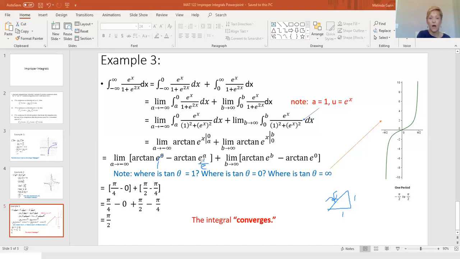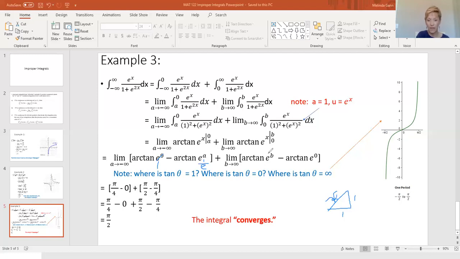All right, so this right here, I'm looking at the graph. Where's the tangent getting close to 0? Well, the tangent's getting close to 0 right there at 0. So that's why that's a 0 right there. Okay, the arctan of 0 is 0.